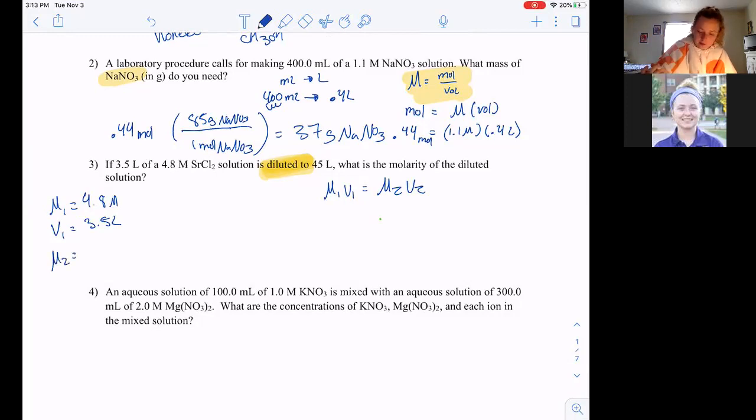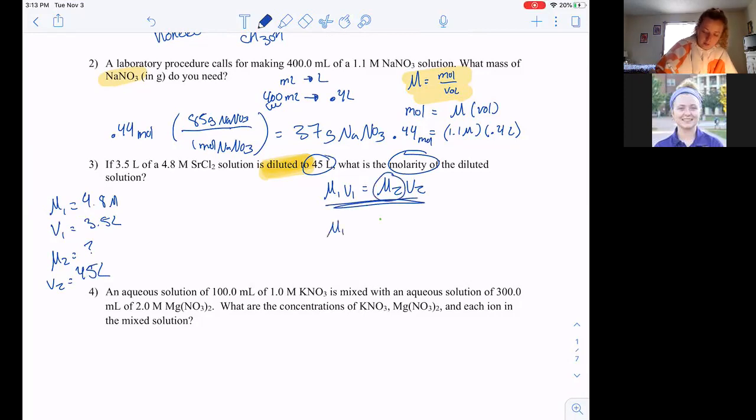M2, what is that? Well, I don't know what that is. I'm trying to find that, so I'm going to put a little question mark to it. V2, what is that? Well, it's right here. It's 45 liters. So then I have to rearrange this equation to get M2 by itself.